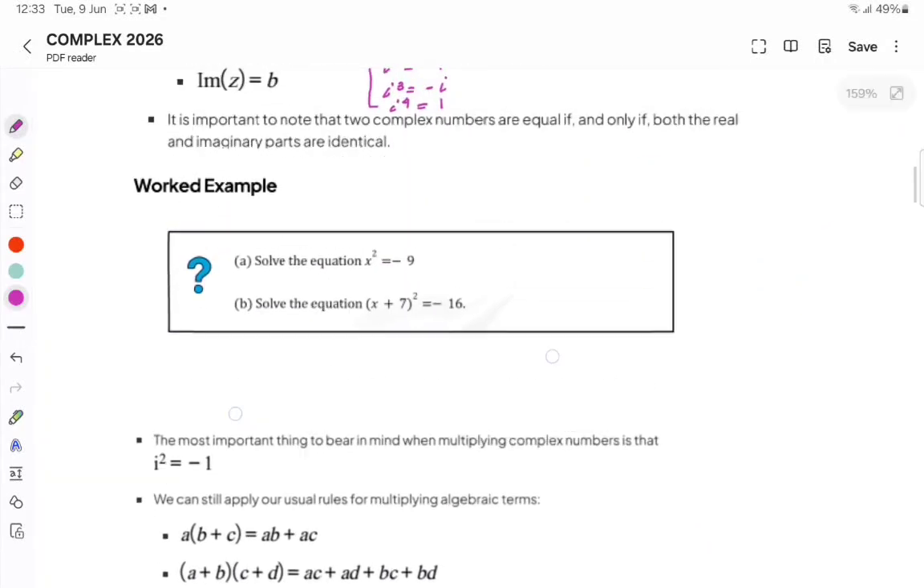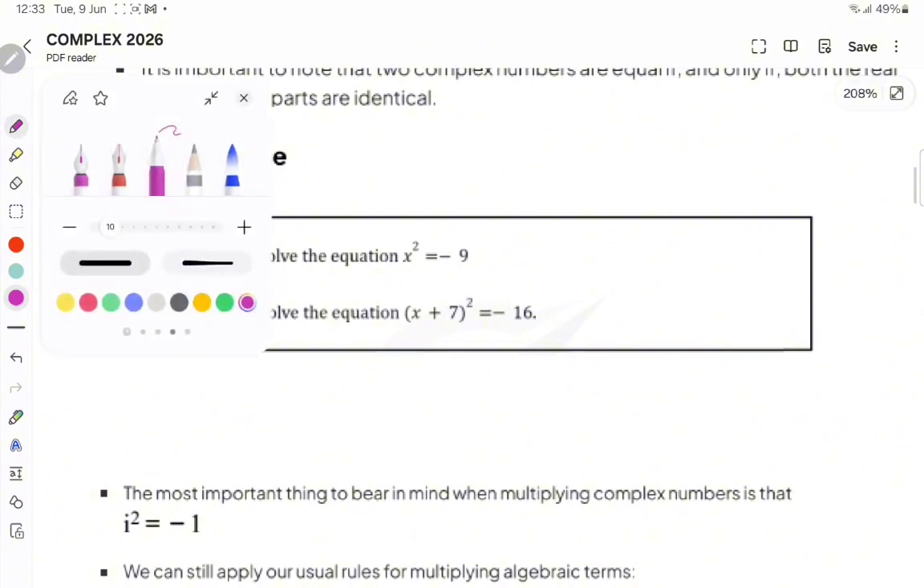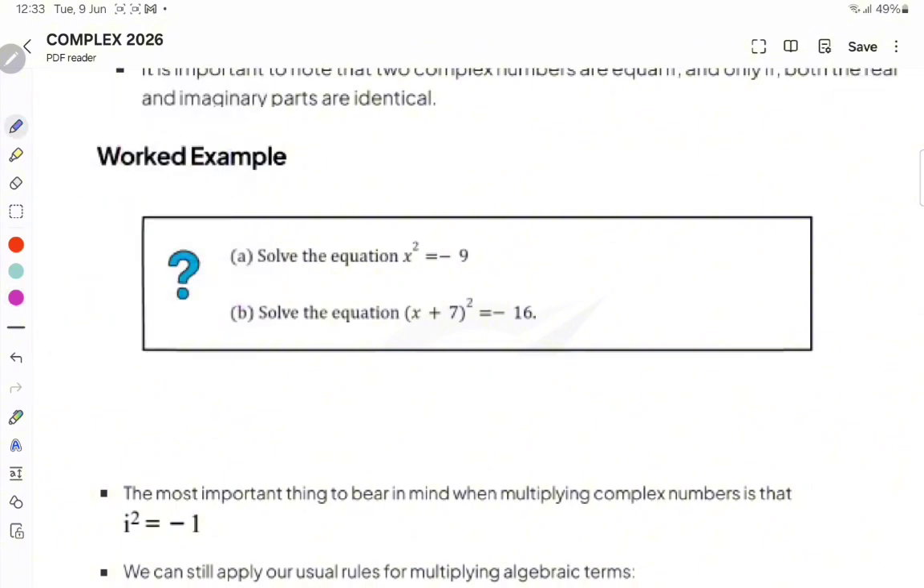For example, I have here a worked example. It says solve the equation x squared equals -9. So for the first one here, x squared is equal to -9. To remove a squared, we just take a square root. So x will be equal to root of -9. As you know, any negative we take outside by i. So x will be negative going outside by i, and I have here root of 9. As you know, root of 9 will be positive or negative 3, times i.